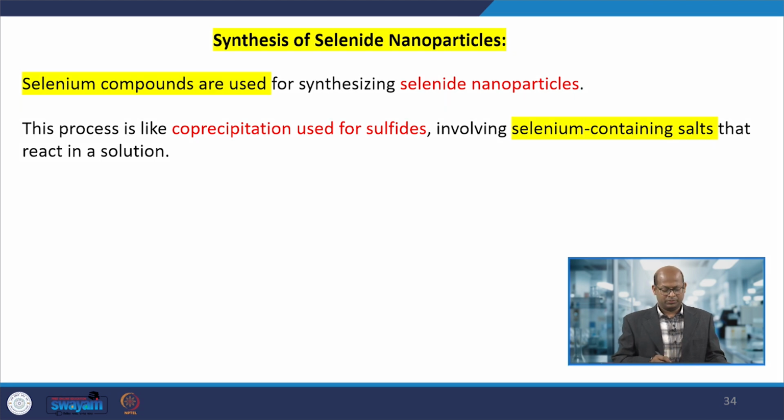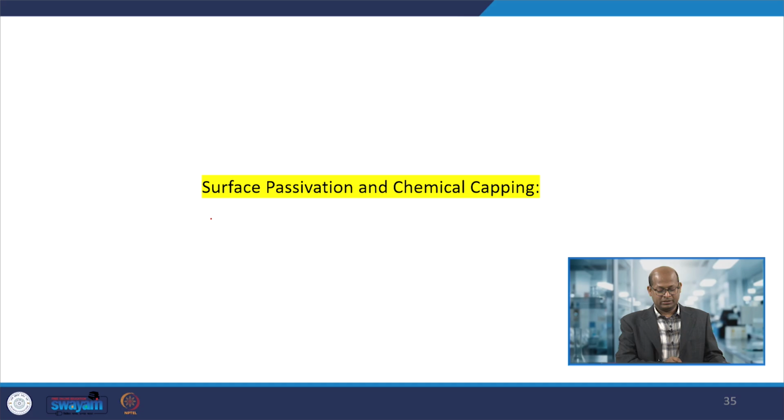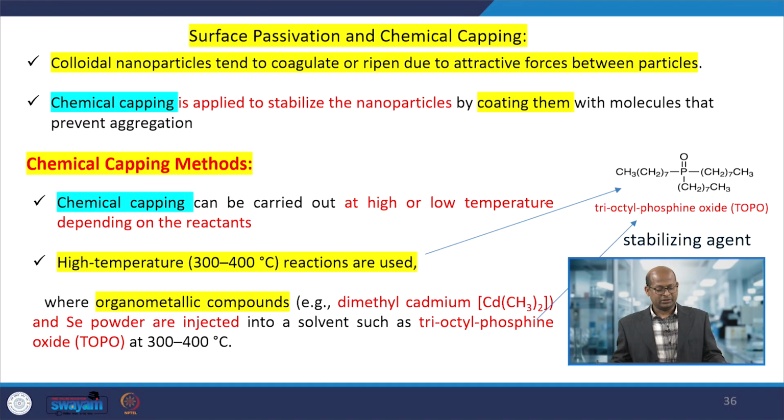So by preparations of these methods, similarly, precursors we can take and prepare by precipitation those particular nanomaterials. Surface passivation and chemical capping. So capping materials, as I said, when colloidal nanoparticles form in a particular reaction in a solution, there is a possibility of coagulation or ripening due to the attractive force between these particles.